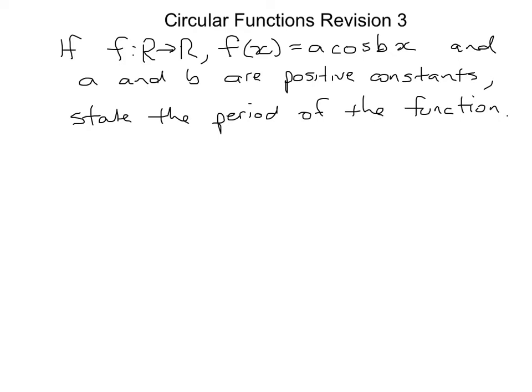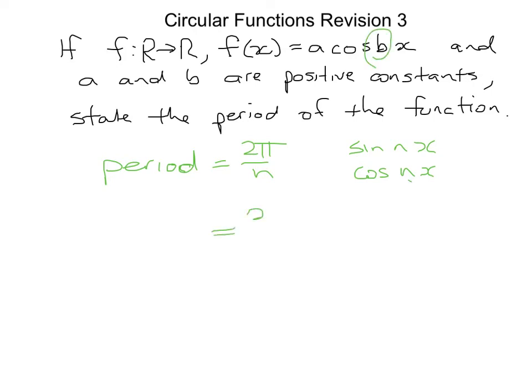Now, as stated in a previous video that I've made, the period is equal to 2 pi over n when we have sine of nx or cos of nx. In this case here, our n value is b, so the period is going to equal 2 pi over b. And that's as simple as that question is. Let's move on to the next one.